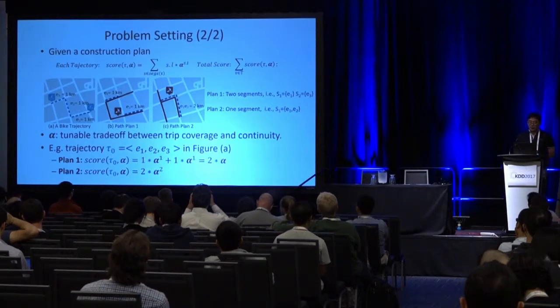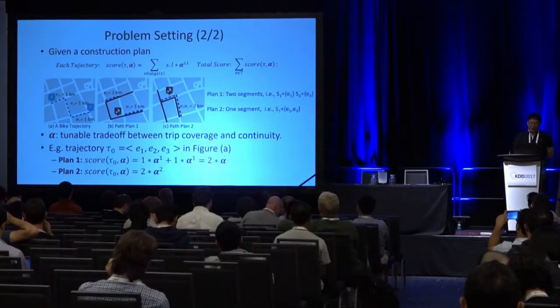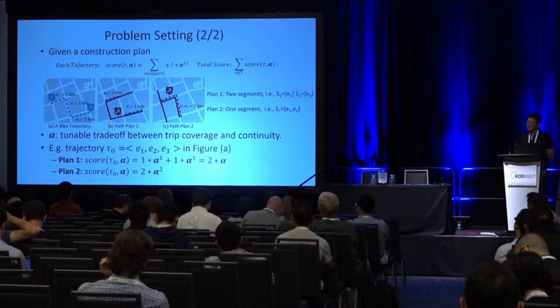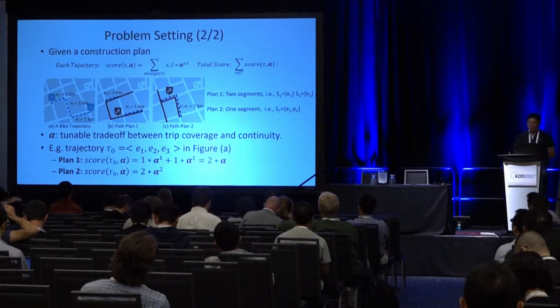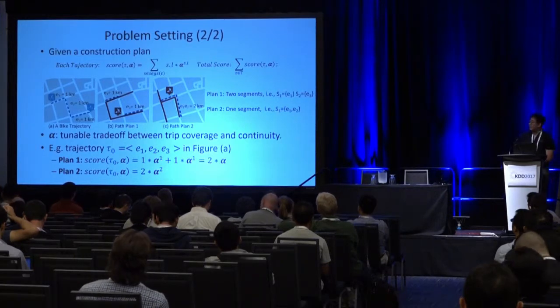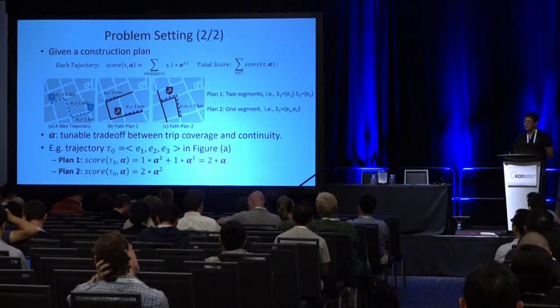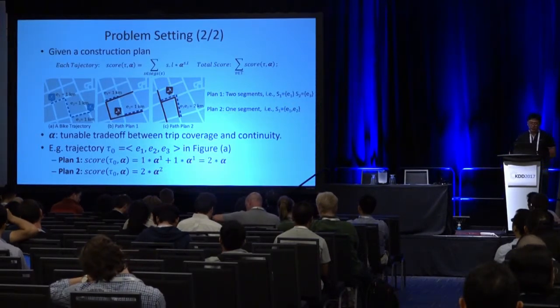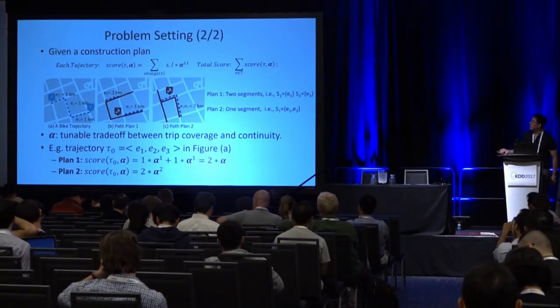Then we have the problem of how we evaluate the effectiveness of a construction plan. So we take a vote from every trajectory. Every trajectory will give a score for the plan we recommend to the government. The score will be given using these functions. S means the segments, this trajectory has been segmented based on the different plans.